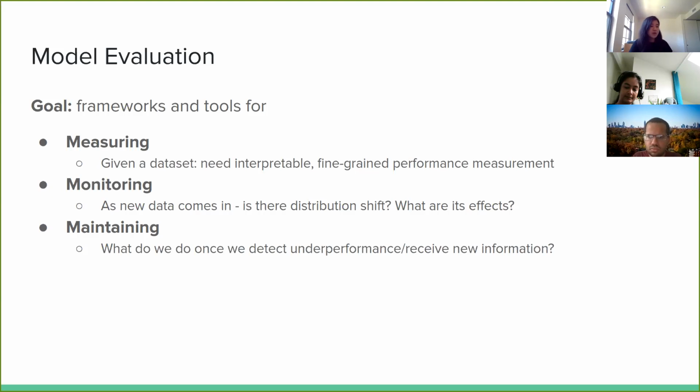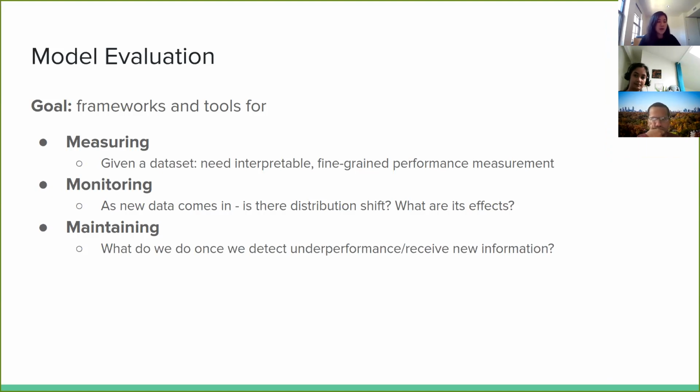So the question is, what do we exactly do once we've identified a problem? Once we've identified that our model performs poorly on a subpopulation, or that the new data we're being deployed on is different from the training data, what can we exactly do? Do we retrain? How do we retrain? And more broadly, we can ask, what do we do when we receive some new form of information about the model or the data?